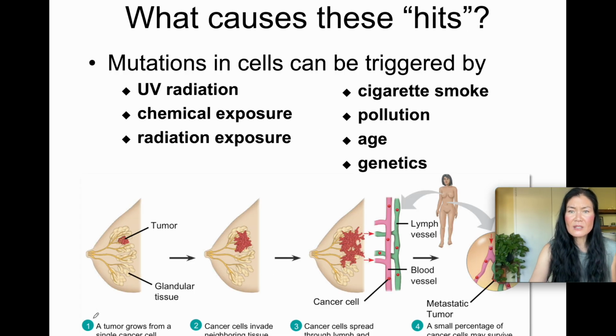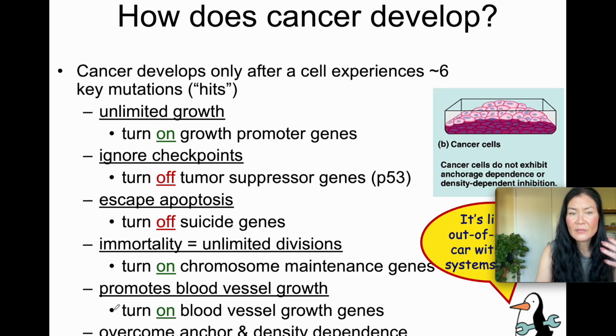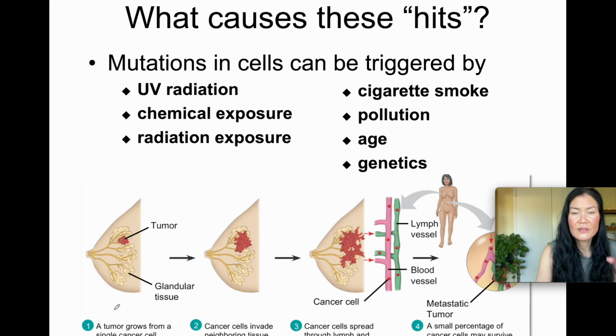So what causes these six hits, or these six mutations that cause cancer? UV radiation, chemical exposure, radiation, unhealthy lifestyle like cigarette smoking, exposure to pollution, and age. As I said, as you get older, you accumulate all of these mutations. And then also genetics. There are some genes that make you prone to developing, let's say, breast cancer. There are two genes, BRCA1 and BRCA2, that cause breast cancer in families.